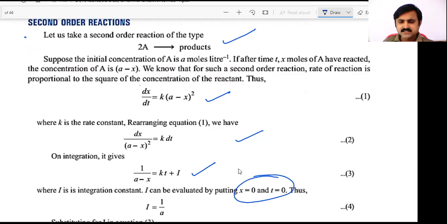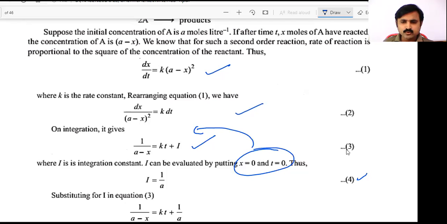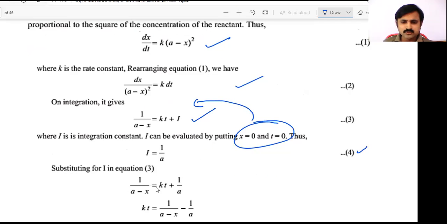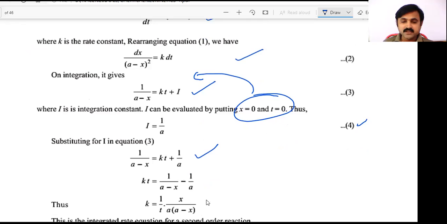Initial conditions are applied in the equation. After that, we got the I value as 1 by a. This is the fourth one. So when you add the I value in the third equation, we will get 1 by a minus x equal to kt plus 1 by a, and kt has become 1 by a minus x minus 1 by a.